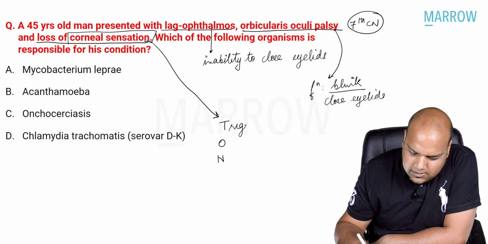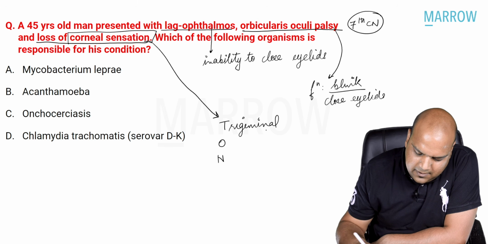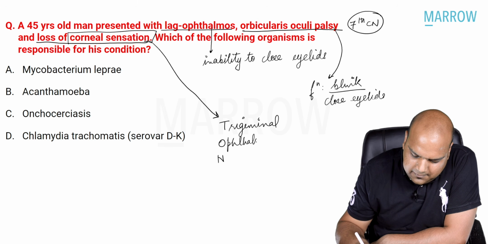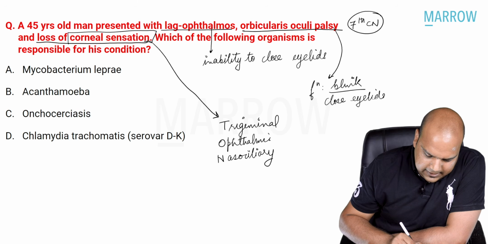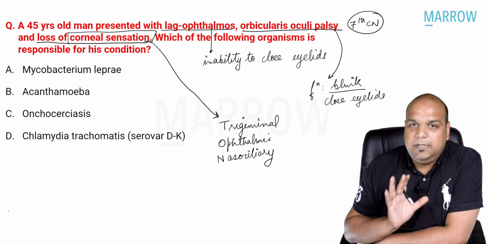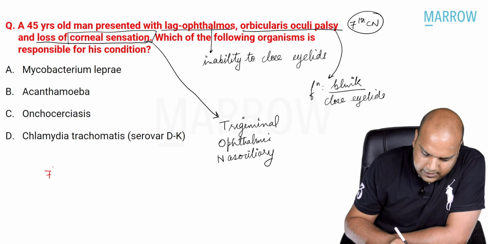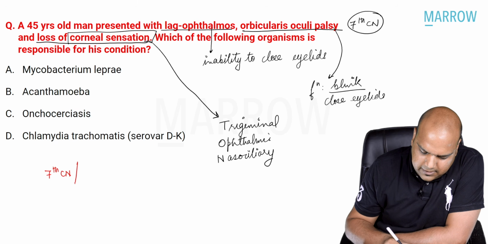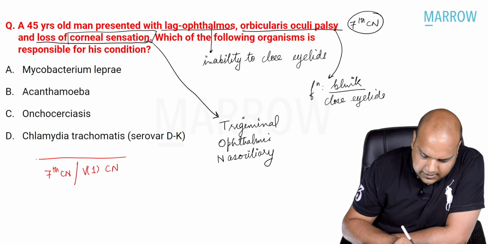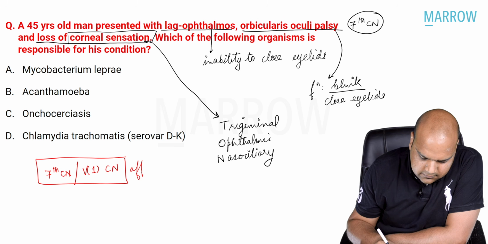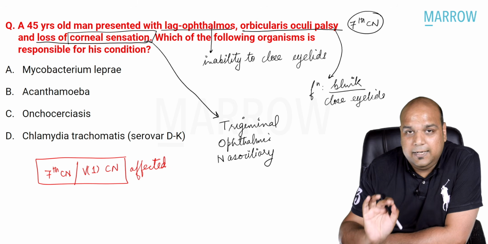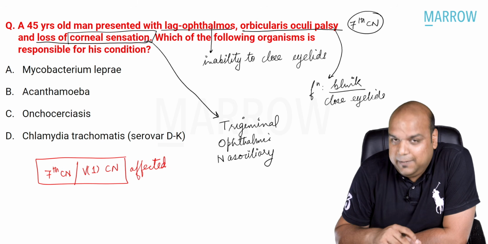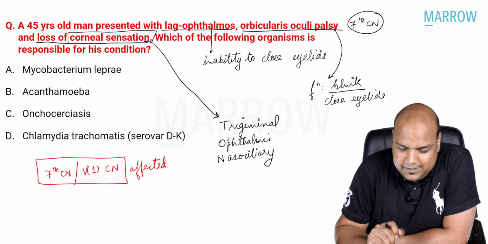Now, corneal sensation, everybody, I hope we remember the corneal nerve supply. We are talking about which nerve? Trigeminal nerve, first branch ophthalmic, and the branch nasociliary. So basically, if we shrink this question down, we know that 2 cranial nerves have been affected: the 7th cranial nerve and the first branch of the 5th cranial nerve.